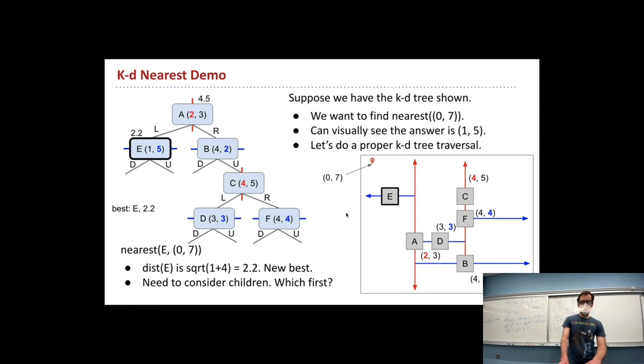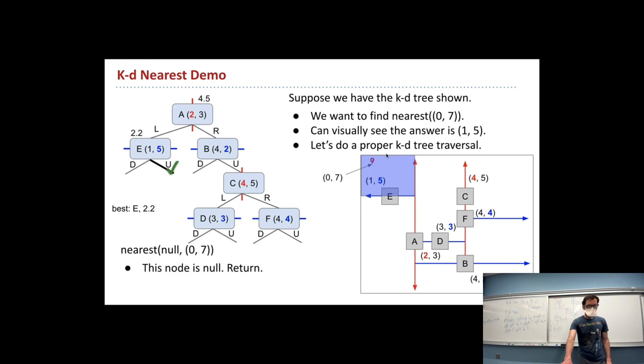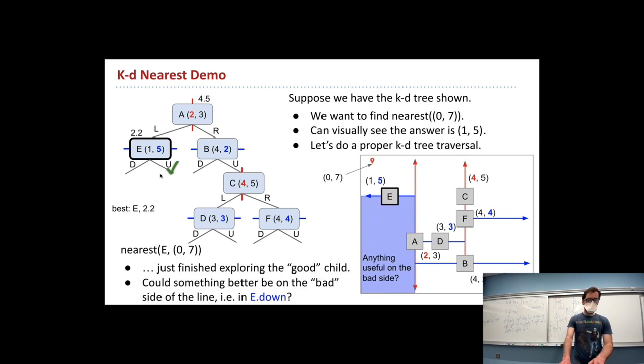And again, we consider: should we consider the down children of E or the up children of E first in our search? Yeah, that's again where our point is located, so we consider that one. There is no node there, so nothing to get the distance from. We come back, and the less likely side, we now need to check in case there could be something closer.